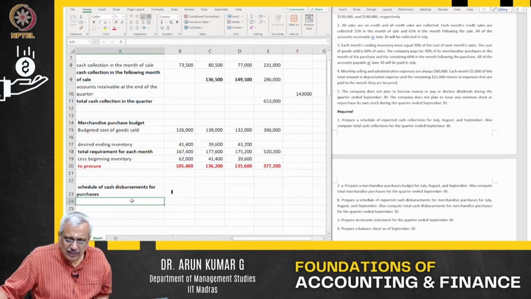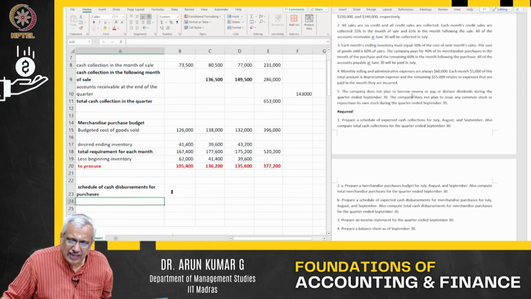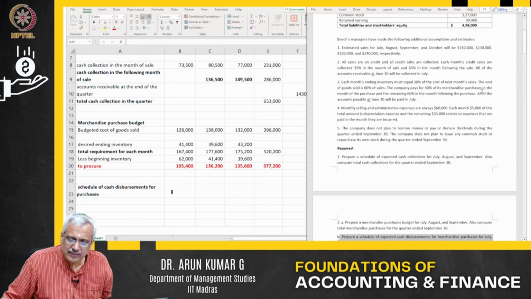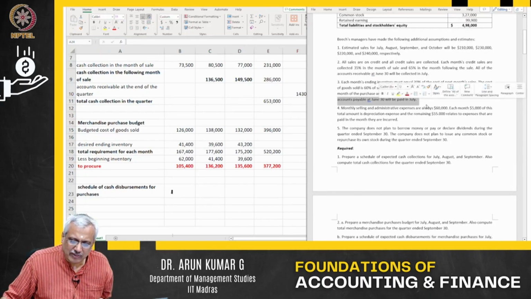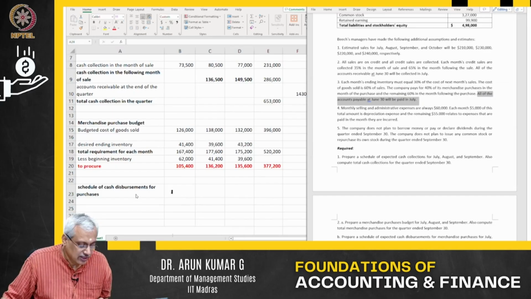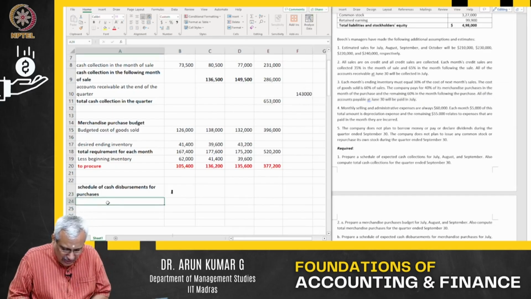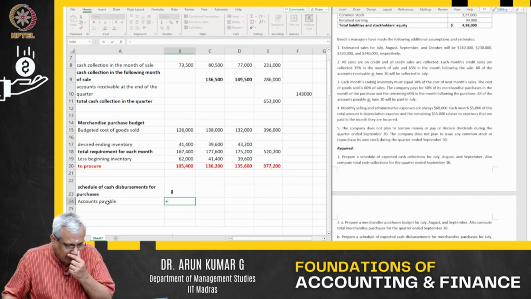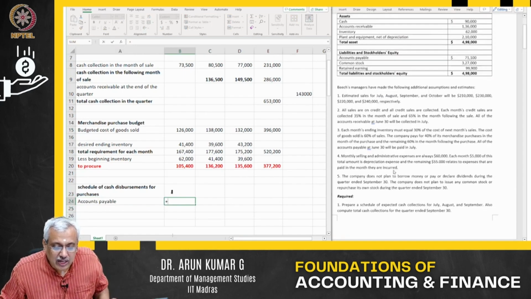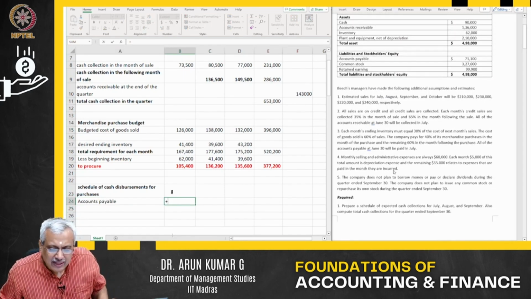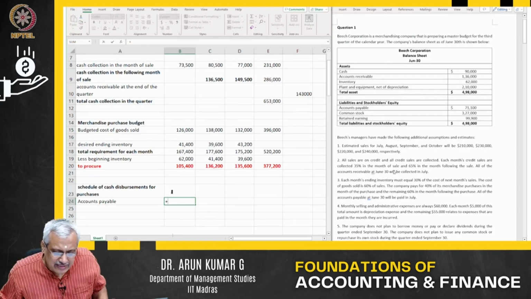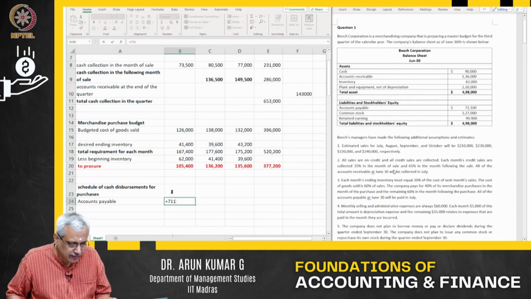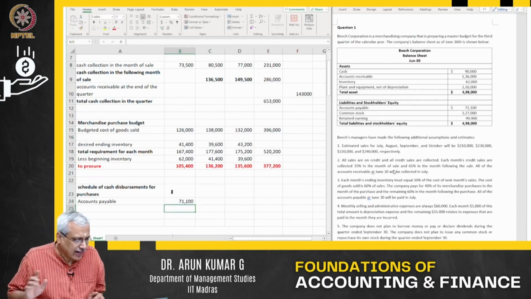First thing, it also says in this particular case, all accounts payable for June 30 were paid in the month of July. So first thing, what you have to pay? Accounts payable. What is the amount of accounts payable as of end of June? End of June is 71,100. I have to pay this.